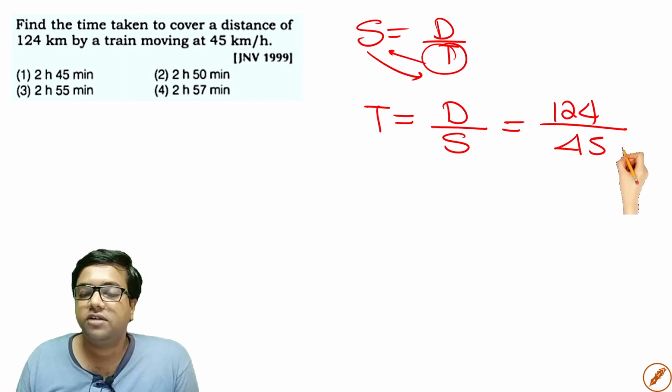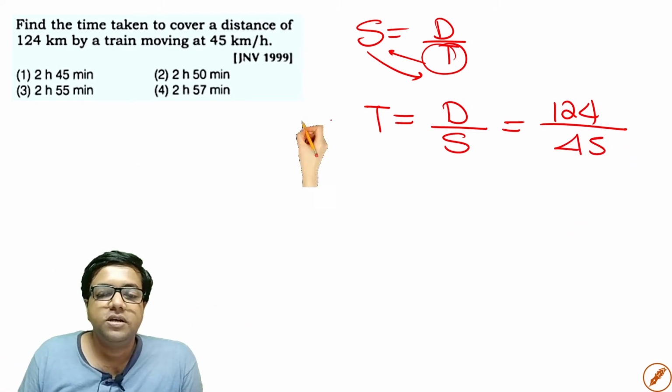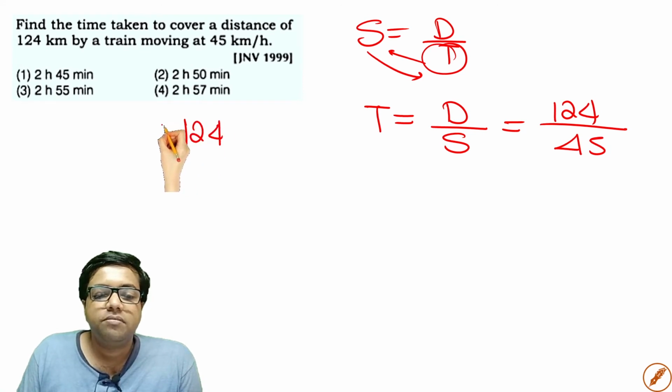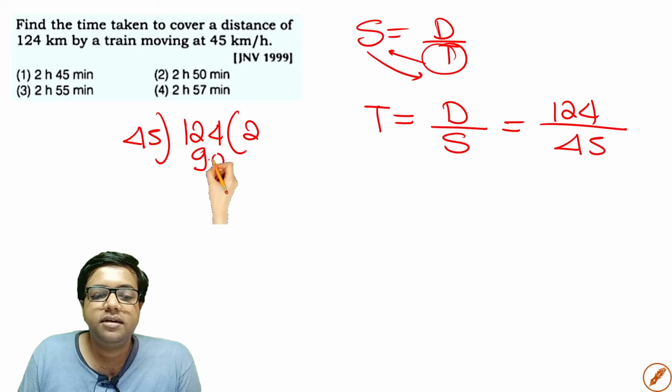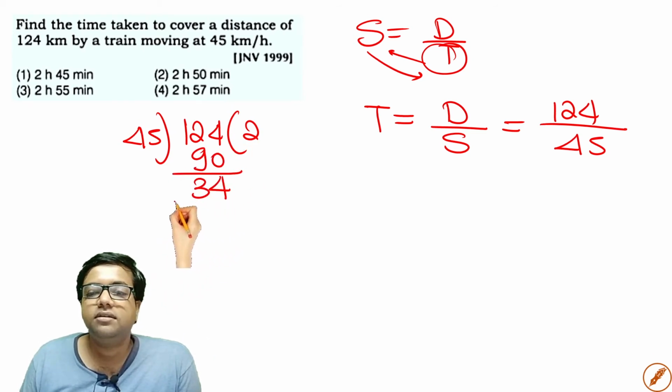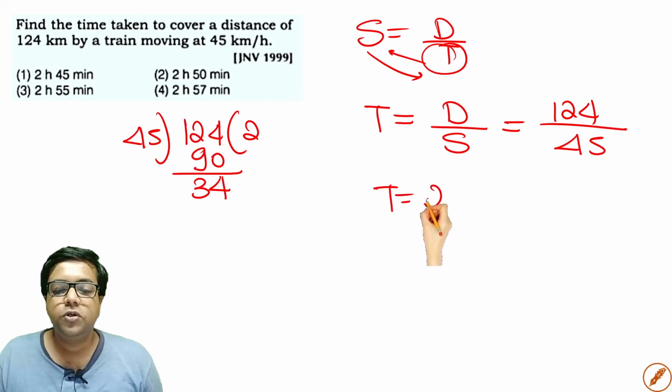What is the speed? 45 kilometers per hour is the speed. So we need to divide 124 by 45. 45 twos is 90, so 4 and 34. You will get 30. The time will be 2 hours.